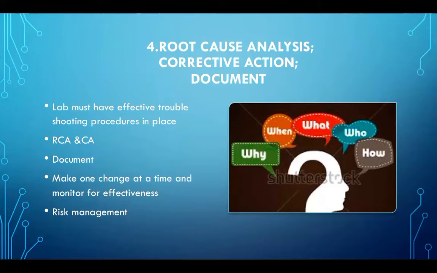Now, what is the best corrective action which is able to solve this problem, so that it is not happening again? This is also important. Again, I will emphasize this point, documentation is very important. When you are thinking about the problem, think about one thing at one time, whether this can contribute to this problem or not. If some change is required, you implement that change and see for its effectiveness.